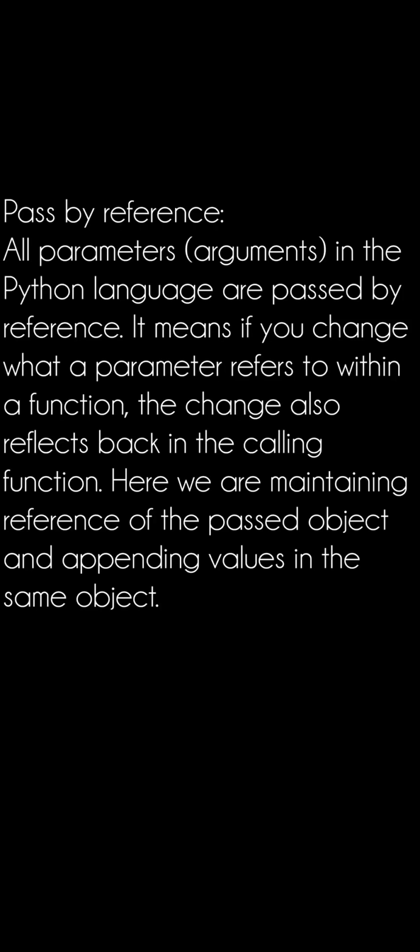Pass by reference. All parameters in the Python language are passed by reference. It means if you change what a parameter refers to within a function, the changes also reflect back in the calling function. Here we are maintaining reference to the passed object and appending values in the same object.